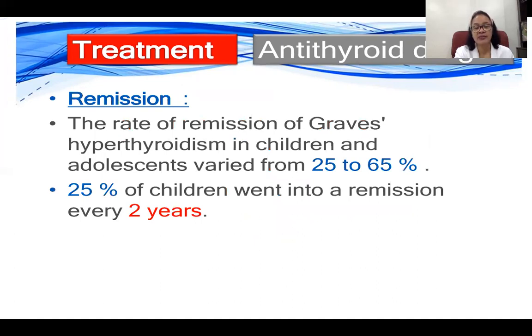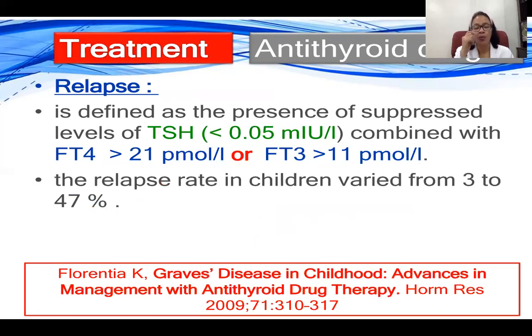And how about remission? The rate of remission of Graves' hyperthyroidism in children and adolescents may vary from 25 to 65%. And 25% of children may go into remission every 2 years. And what about relapse? What is its definition? It's the presence of suppressed levels of your TSH combined with high FT4 of 21 or FT3 of more than 11. The relapse rate in children may vary from 3 to 47%.